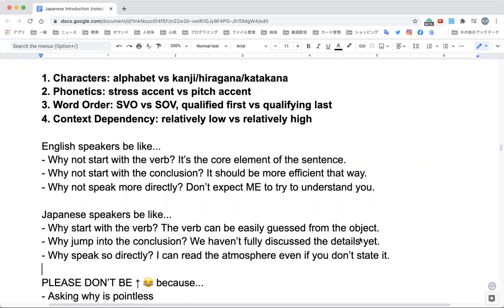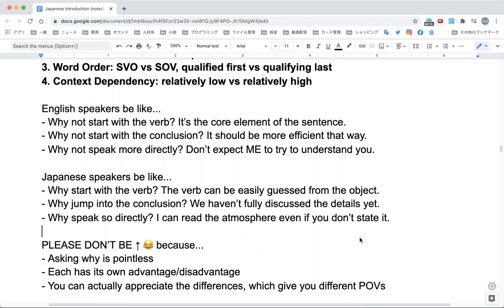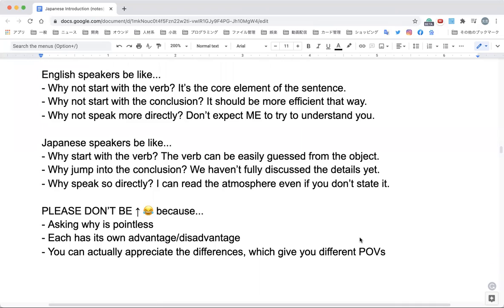That's how we think. Or some people, maybe I'm a little bit extreme, but my view is obviously that it's better not to be like that. And of course, not only English speakers, but Japanese people also shouldn't feel like this. Because number one, asking why is completely pointless. It changes nothing. It doesn't change the fact that you have to adjust to what it is in the language or culture. And number two, each language has its own advantages and disadvantages, maybe depending on the situation.